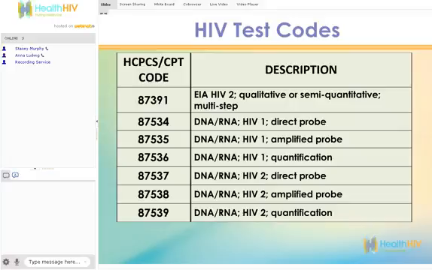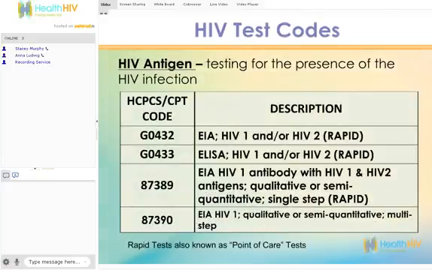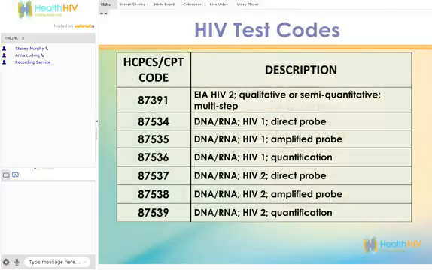Another set of codes, and these are more so for the labs. If you have a lab that is set up in your practice, then when you draw the blood work, you would report the E&M service code with the venipuncture code 36415, and then you would send the specimen downstairs to your lab or off-site to the freestanding lab that processes the blood work, and then they would report one of these codes. So as a provider, you would not be reporting these codes.